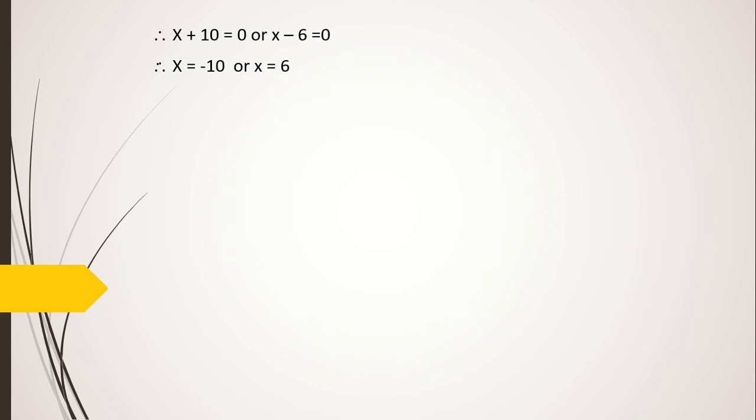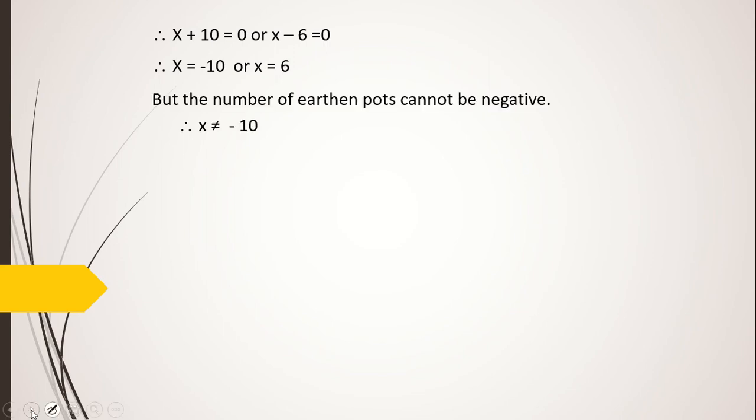Now we got one value in the negatives. Number of pots cannot be negative. It is a number, no? How can it be negative? So we don't take this value, we take x is equal to 6. The number of earthen pots cannot be negative. Therefore x cannot be equal to minus 10. Therefore it is equal to 6.